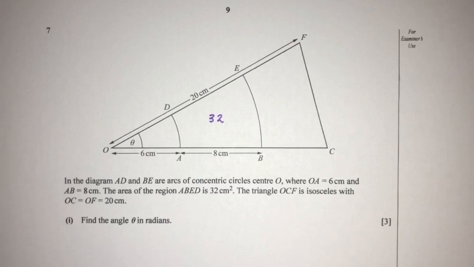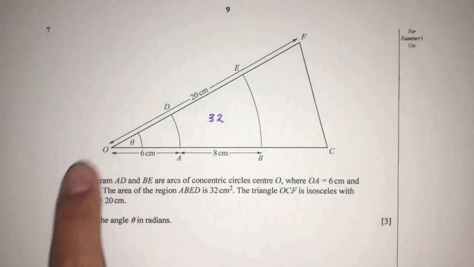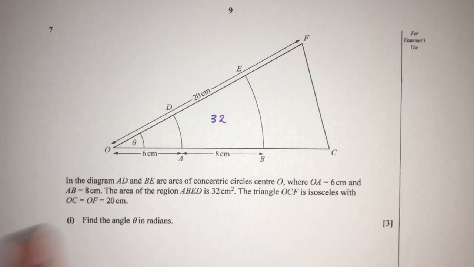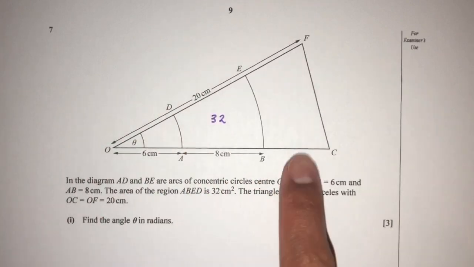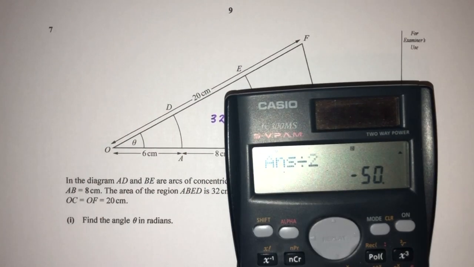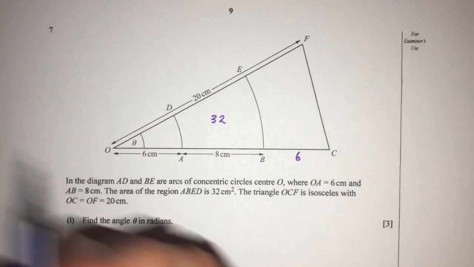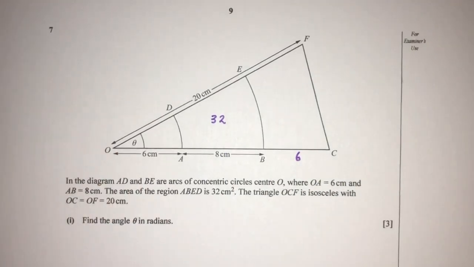Now, the triangle ACF is an isosceles triangle with OC and OF being 20. So if this is 20, this means this has to be what? This part has to be, let's see, 20 minus 6 minus 8, that should be 6. Okay, either way, so let's move on to the next part.